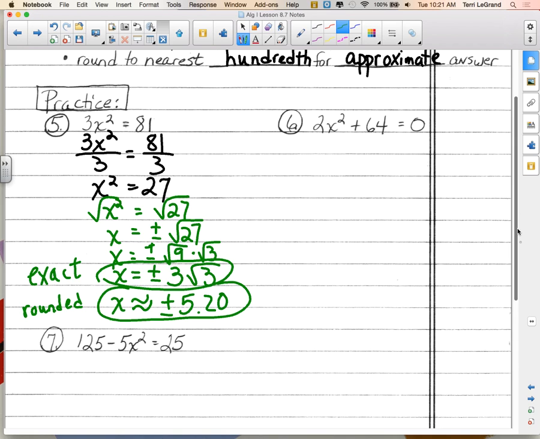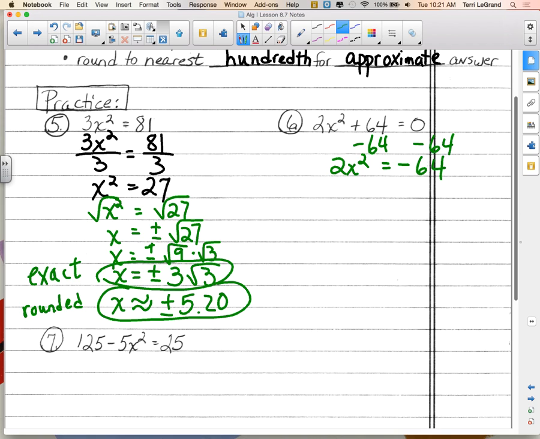Okay, what do we have to do in number 6 first? Subtract 64. Yeah, we're going to get ax squared set equal to c. So we're going to subtract 64 from both sides. So we have 2x squared equals negative 64.